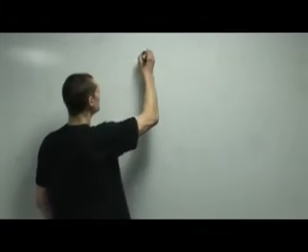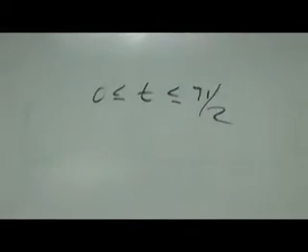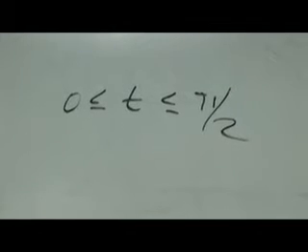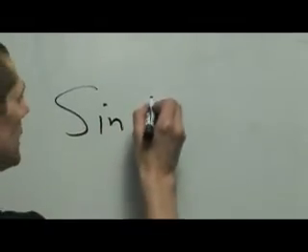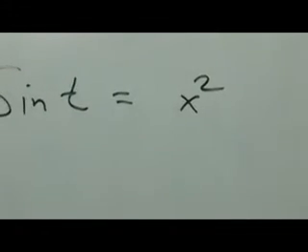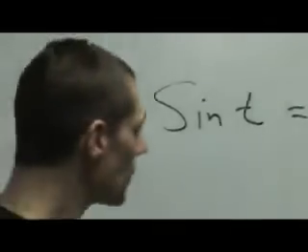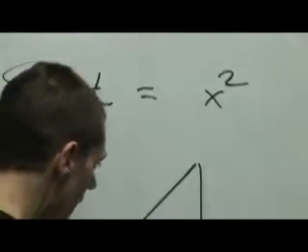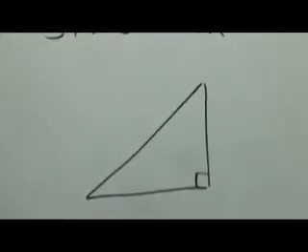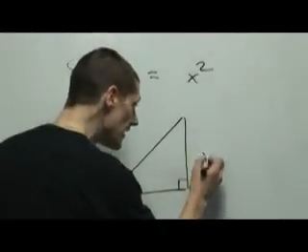If somebody tells you that 0 is less than or equal to t is less than or equal to pi over 2, right away I hope this calls out to you first quadrant. But if I say, here's what's going to happen in calculus. They're going to say that the sine of t is equal to x squared. And right away, obviously this is calculus, which isn't here, but here's what you're going to have to do. You're going to draw this picture, the right triangle, and you're going to say that sine of t is x squared. Well, what is sine? It's this divided by this, so this is x squared.